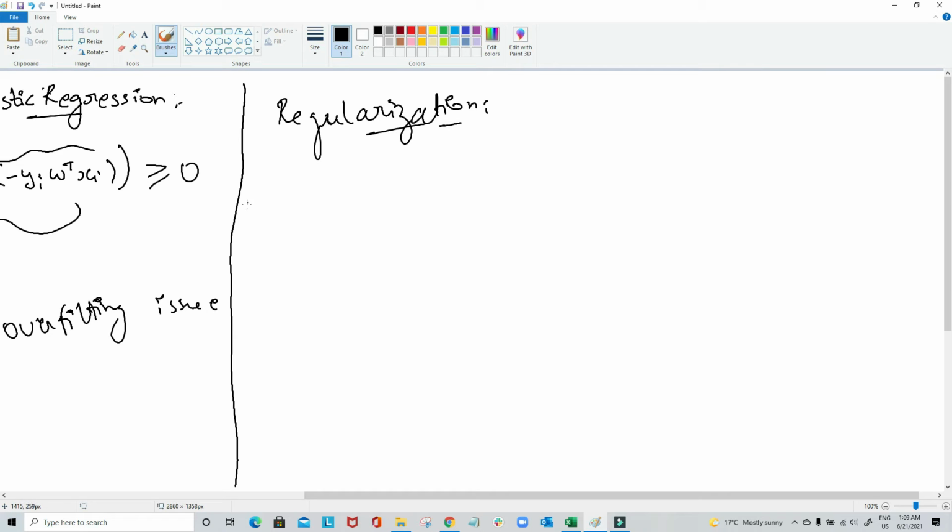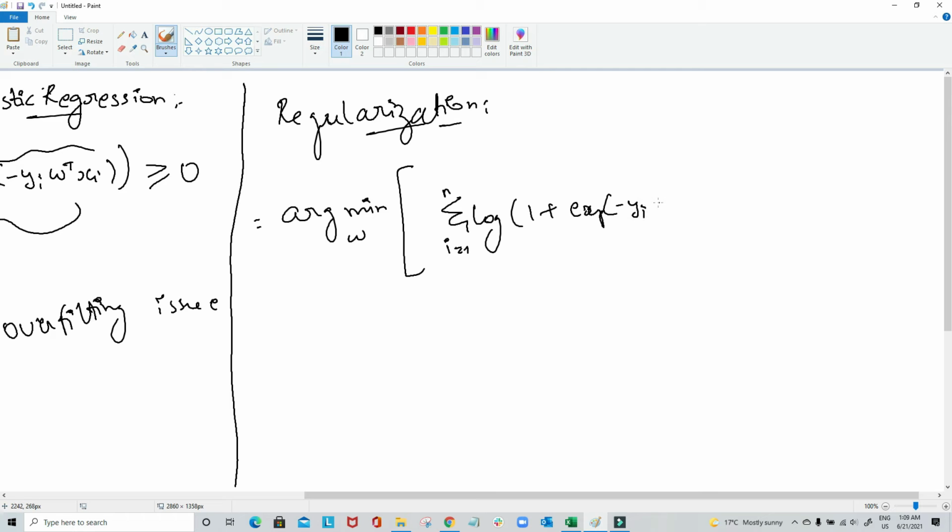What it states is, we will still be finding a w which minimizes the summation of i equals 1 to n of log 1 plus exp of minus yi w transpose xi, plus lambda times w transpose w.